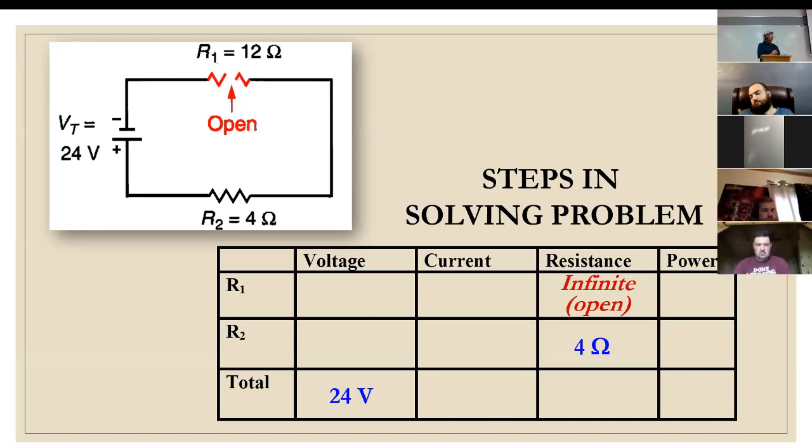Now, I've got my next case, R1 is open. How much voltage is across that? 24. But you might say, there's no current flowing, so what the hell? There's not any current flowing, but the resistance is infinite.